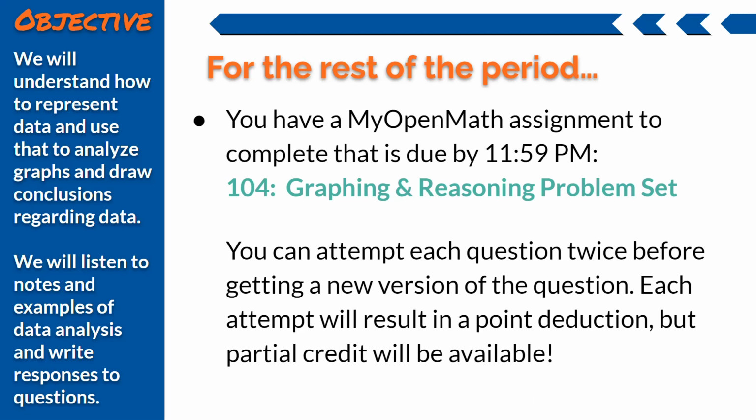So if you will open up My Open Math and 104 Graphing and Reasoning Problem Set, you have until midnight tonight. It needs to be turned in by 11:59 p.m. Otherwise, you'll have to use a late pass, and if you use a late pass, it's going to automatically deduct 20% off of every question that you do late. Now, if you do half of it on time and only half of it late, it's only going to deduct late points off the half that is done late. So that's the good news. But that is your assignment. So if I were you, I would get that opened up.